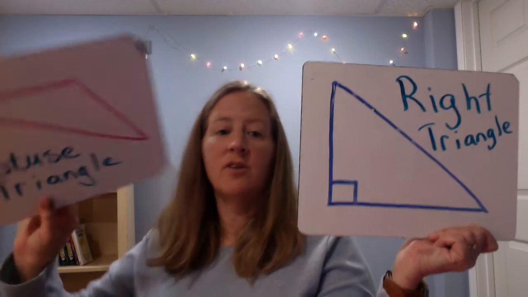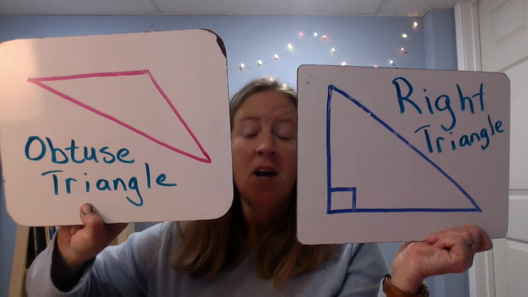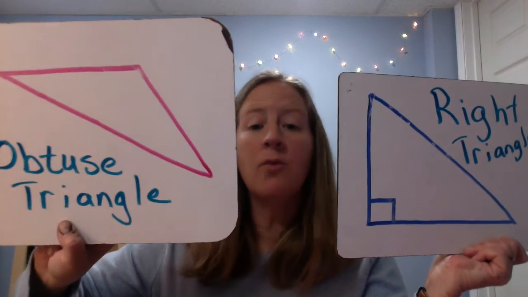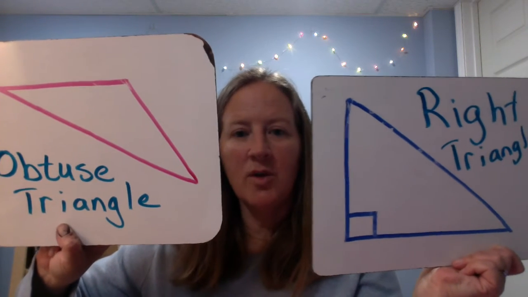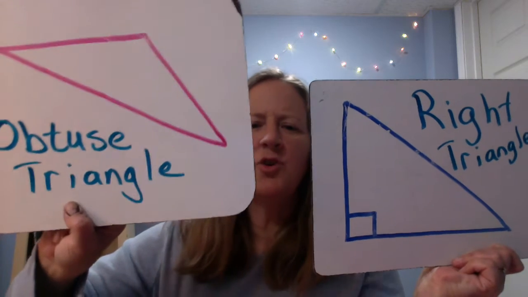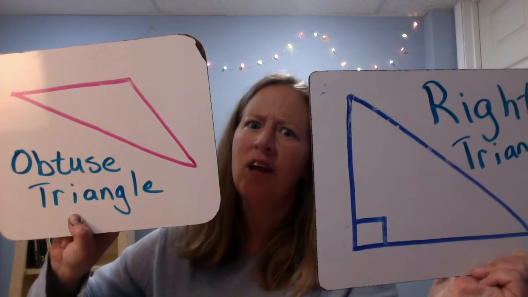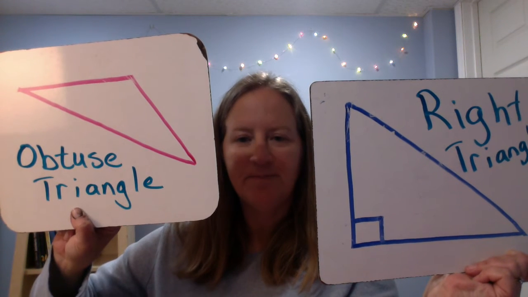So the easiest way to classify triangles, before I tell you the third triangle, is to look for the right angle. If it has a right angle, it's a right triangle. If it has an obtuse angle, it's an obtuse triangle. Now here's the thing: you can only have one right angle in a triangle, and only one obtuse angle in a triangle. That's because the degrees in a triangle only add up to 180. If you had two 90-degree angles, that would be 180 right there, and you can't do that. You wouldn't be able to close a triangle that way.